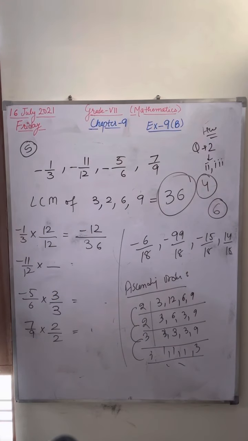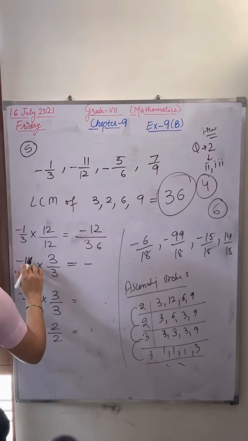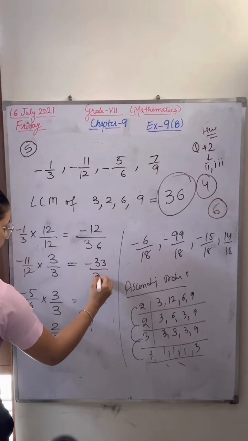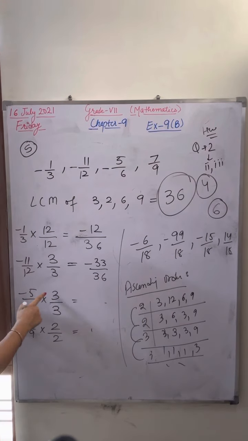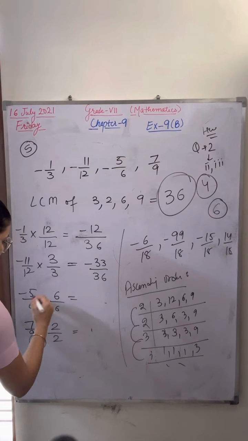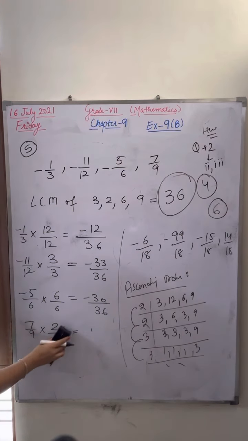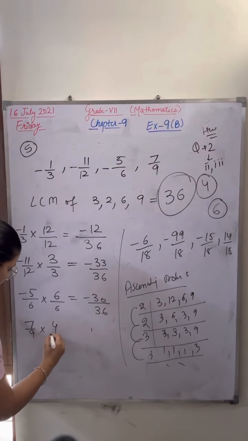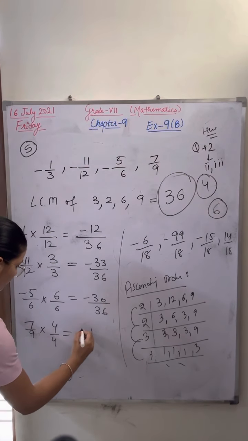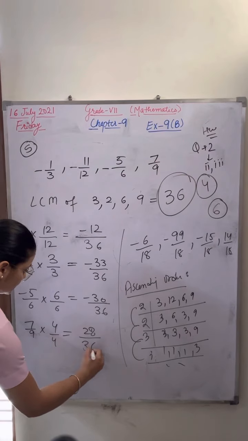Now here 3 and 3. It will be minus 11 threes are 33 upon 36. Minus 5, now which number? 6 and 6 here. 5 sixes are 30 and 6 sixes are 36. Now 9 fours and 4 fours. It will be 7 fours are 28, and it will be 36.